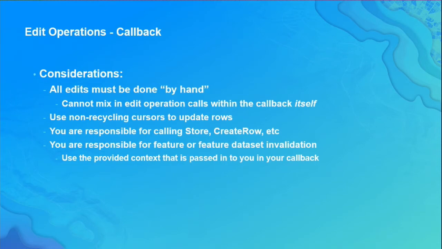Use non-recycling cursors. By default, if you query a layer, it's a recycling cursor. So you have to go down to the table, get the non-recycling cursor. And any store, create row, and whatnot, you're responsible for calling that. So you can already see you've got a lot of work on your hands, right? Okay. You are also responsible for any invalidation, and use the provided context that is passed into you in your callback. If you don't invalidate your tables, layers, and whatnot, they won't show your updates, okay? You may have rows in your table that you thought you deleted, and the reason is you didn't invalidate the cache.